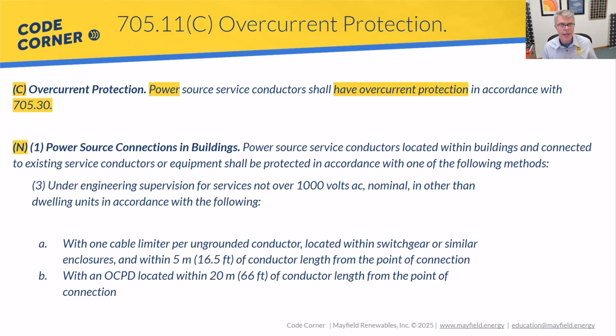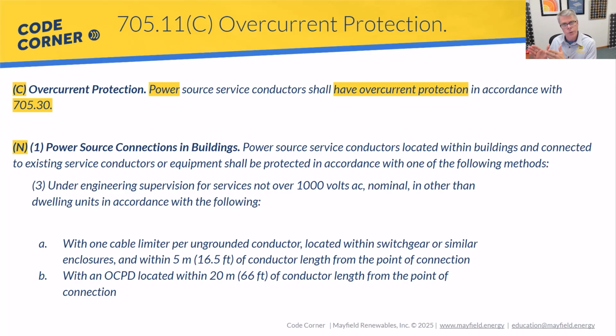So here you see in A that we have, again, that 5 meter limitation. This time what it's saying is within that 5 meter limitation, you need to have a cable limiter per ungrounded conductor. So each of your hot conductors that you're installing, you need to have cable limiters installed on those, somewhere within the switchgear or similar enclosures. So again, we have that distance limitation where we have to put it in, and then on top of that, we need to have an overcurrent protection device within 20 meters of conductor length, so 66 feet from that point of connection.